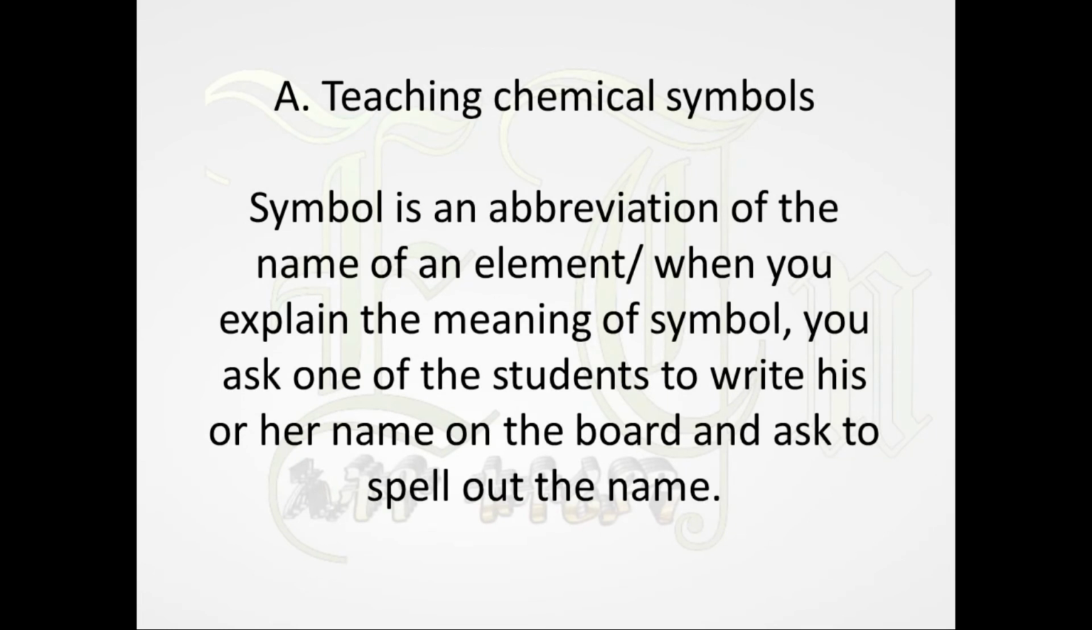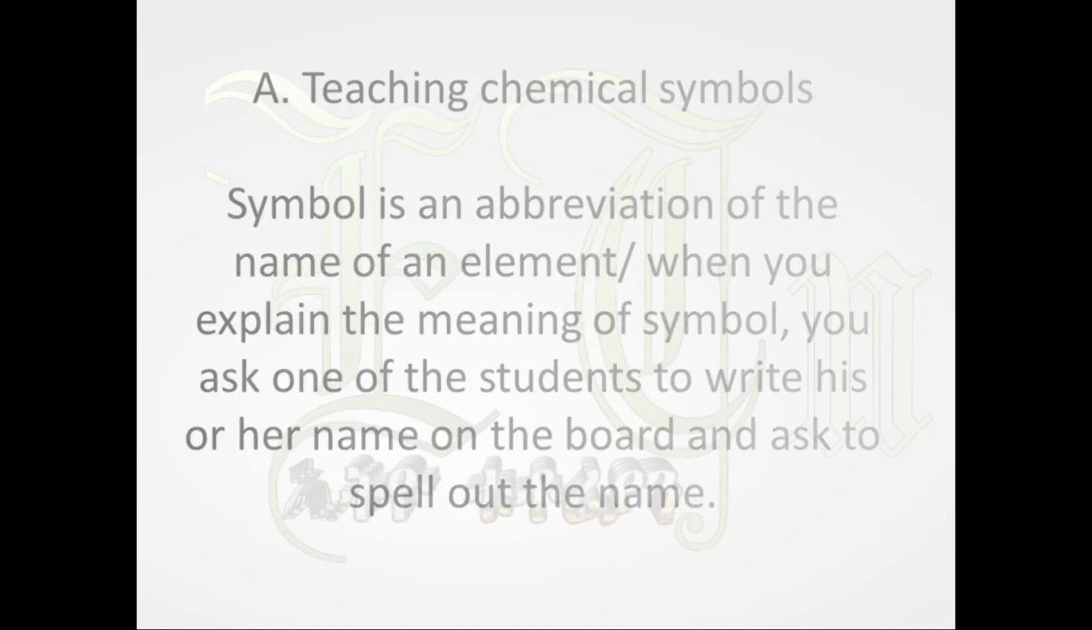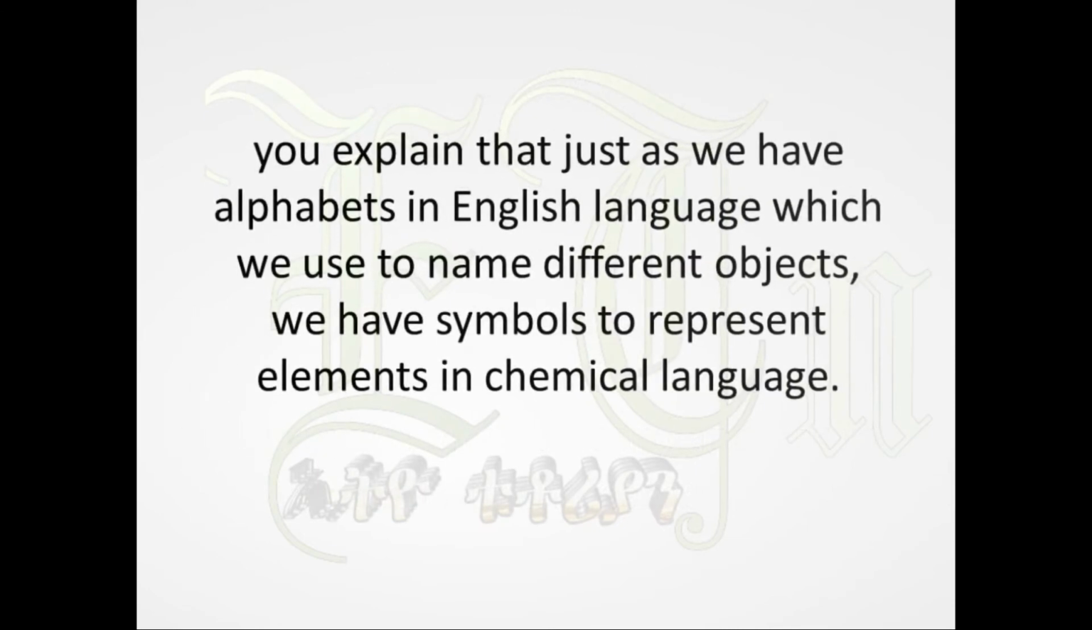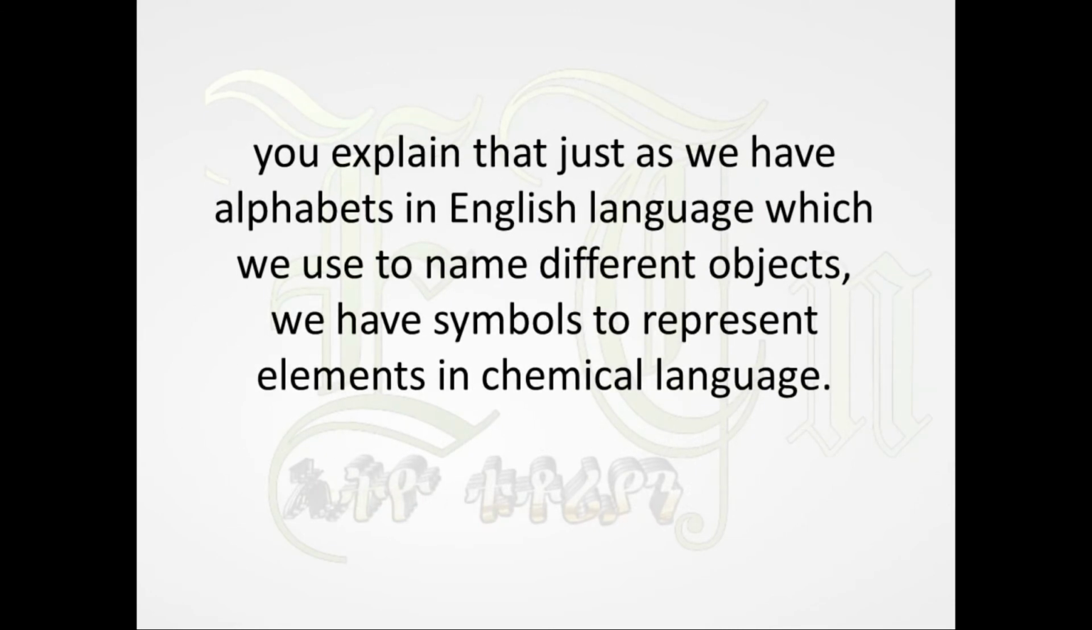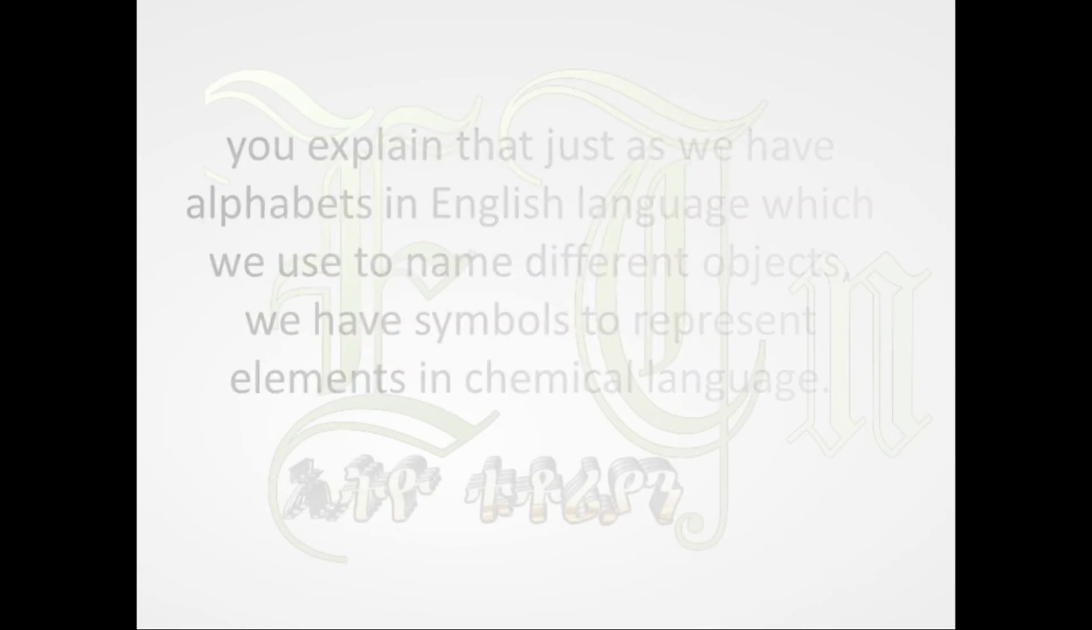Teaching chemical symbols. Symbol is an abbreviation of the name of an element. When you explain the meaning of symbol, you ask one of the students to write his or her name on the board, and ask to spell out the name. You explain that just as we have alphabets in English language which we use to name different objects, we have symbols to represent elements in chemical language.